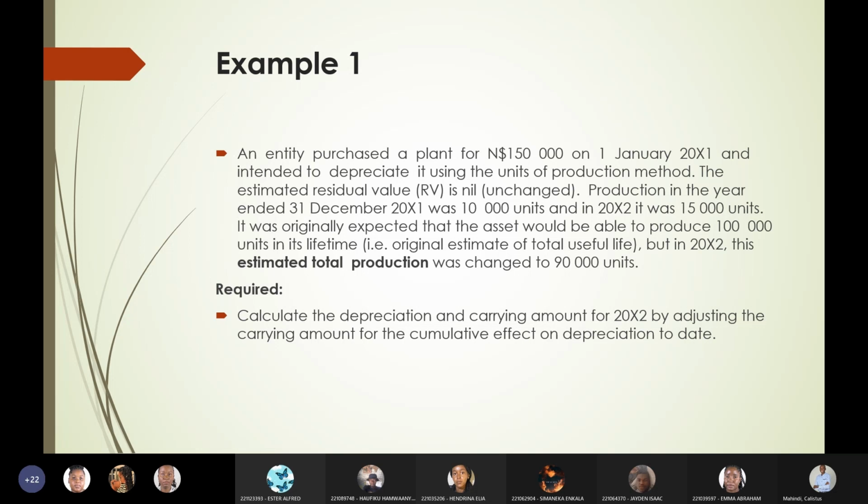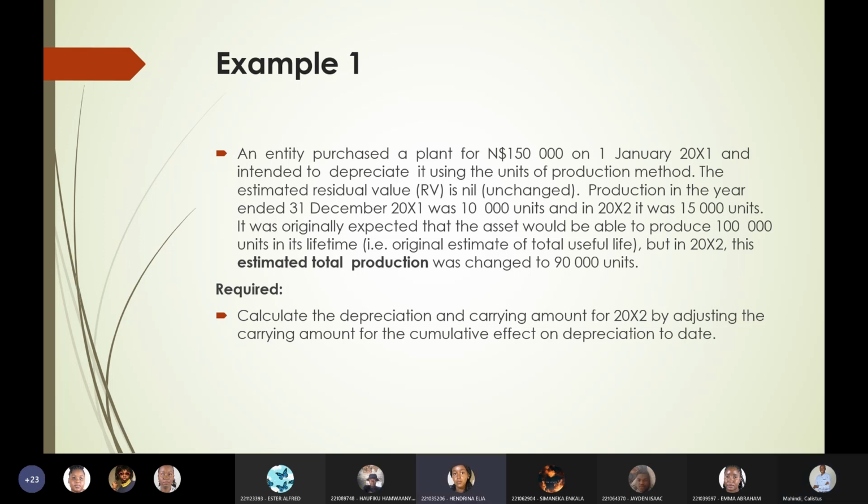Okay. And we have the depreciation for 20x2 and the accumulated depreciation, and the carrying amount at 31 December 20x2.